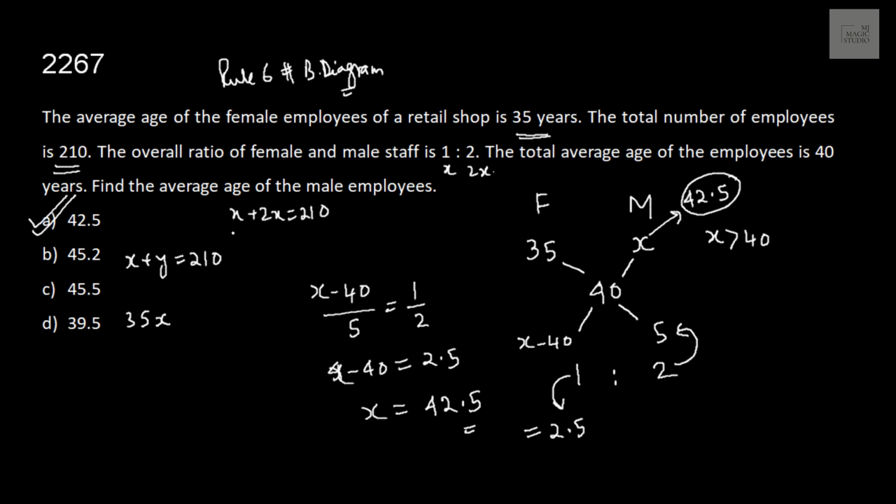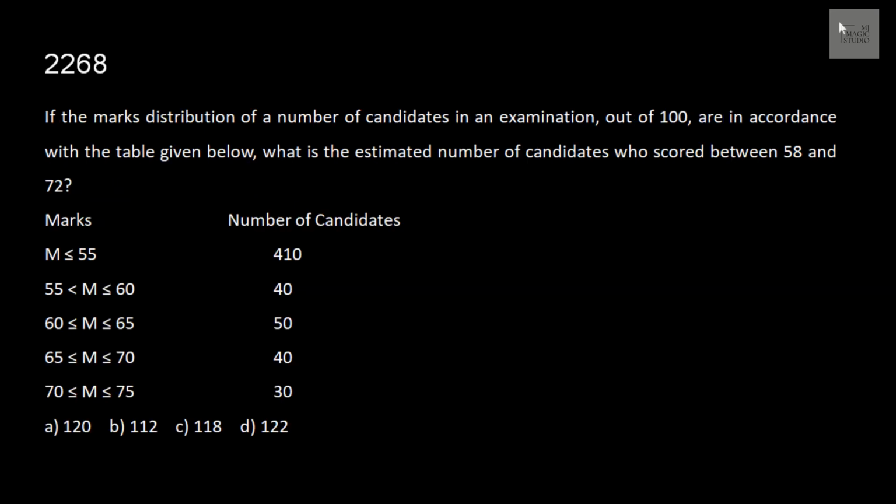We can find the number of male employees and then find the average age of the male employees. But why do such a lengthy process, isn't it? When rule 6, the jungle rule, the butterfly diagram, the alligation process is more suitable enough to do these kinds of questions.